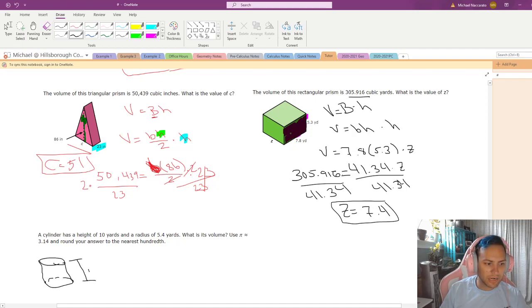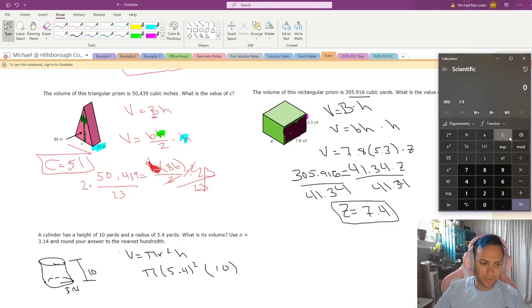So my height is going straight up and down. The radius is 5.4. So from here to here, 5.4. And it says, what is the volume using pi estimating at 3.14? So we know that for the volume of our cylinders, volume equals big B, which is pi r squared, times the height. Since we know the radius is 5.4, we're going to plug in our 5.4 squared here. And then times it by the height of the cylinder, which is 10.